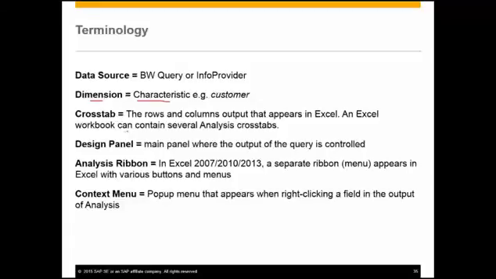Okay, and design panel is where you will design your reports. You put in columns and rows and so on. Analysis ribbon is where you have all the menu items. And then the context menu is simply when you right click and you see the context menu.